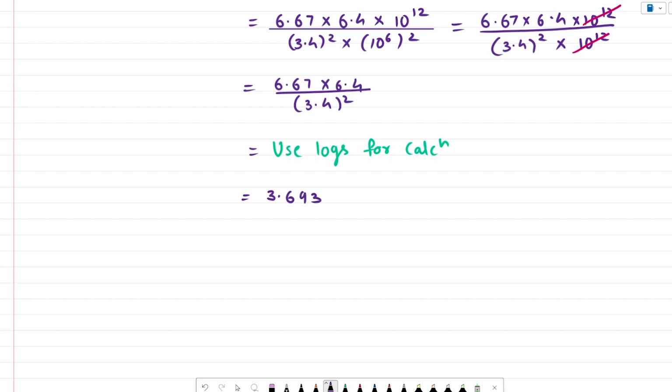3.693 meters per second square, which is the acceleration due to gravity on the surface of Mars. And meters per second square is the units for acceleration. So that's it. यही था हमारा question.